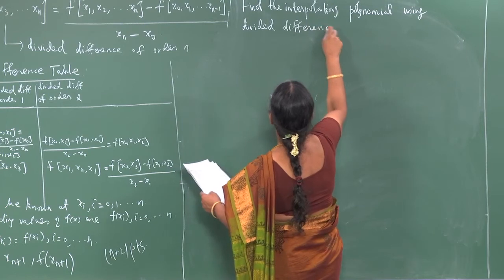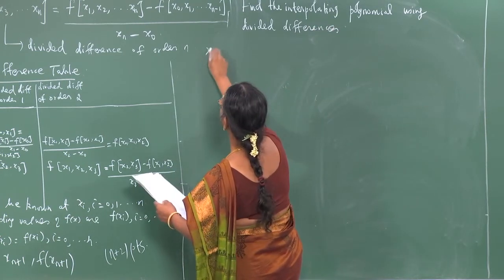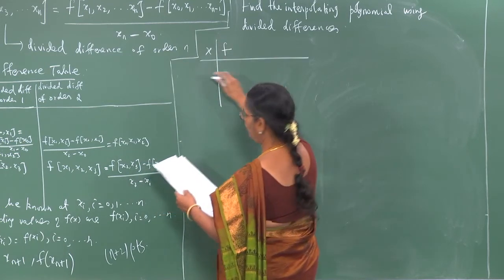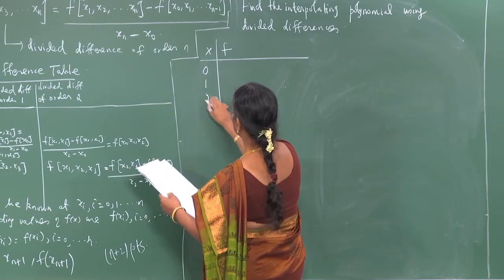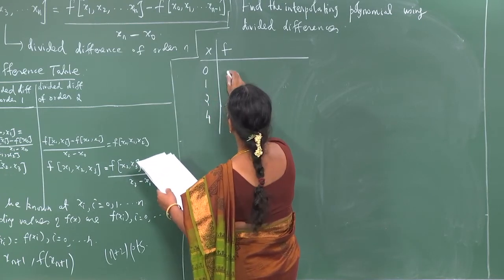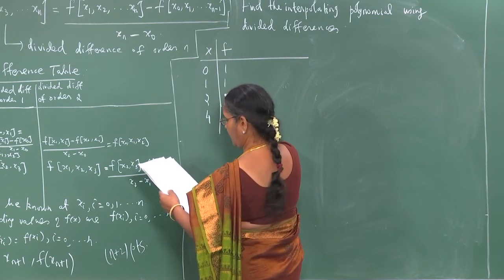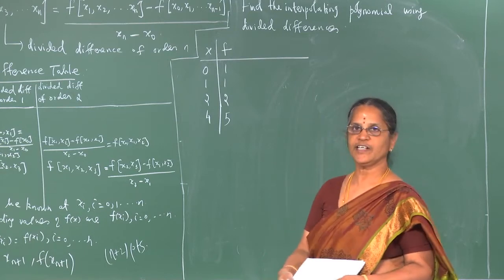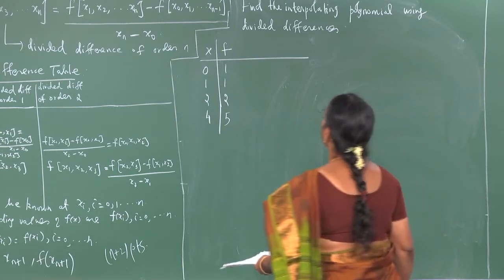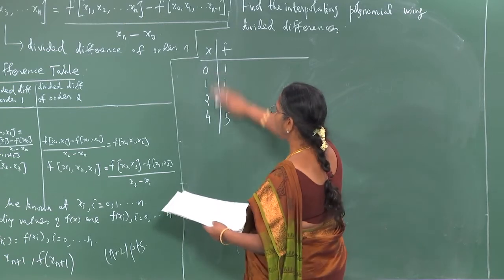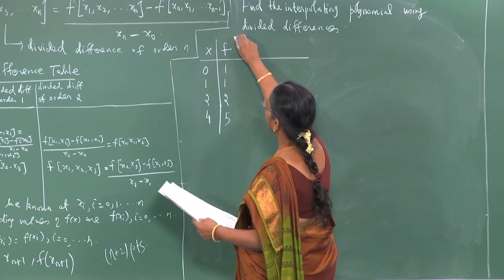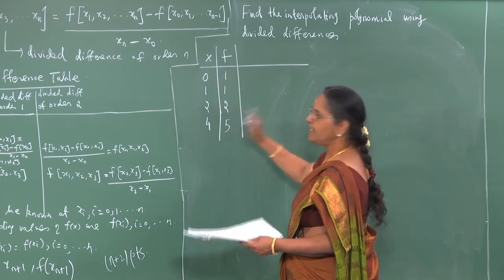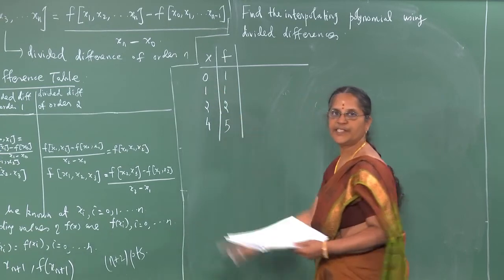So, the information is given at x and the corresponding f values, say 0, 1, 2 and 4, and the corresponding values are 1, 1, 2 and 5. I am just illustrating the procedure. So, taking some simple example where information at 4 distinct points is given. The first thing that we should look at is, are the x values equally spaced? No, they are not equally spaced.